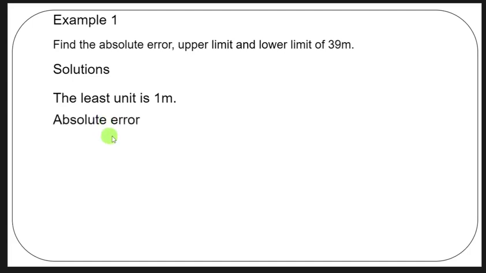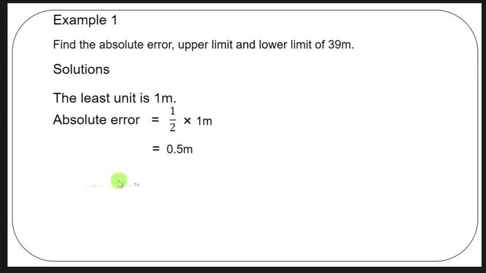So we're saying the absolute error is equal to half of this. So 1/2, which means half of this 1 meter, which will give us 0.5 meters. So we have now found the absolute error. So they said find the absolute error, upper limit and lower limit of 39. So this will be the absolute error.